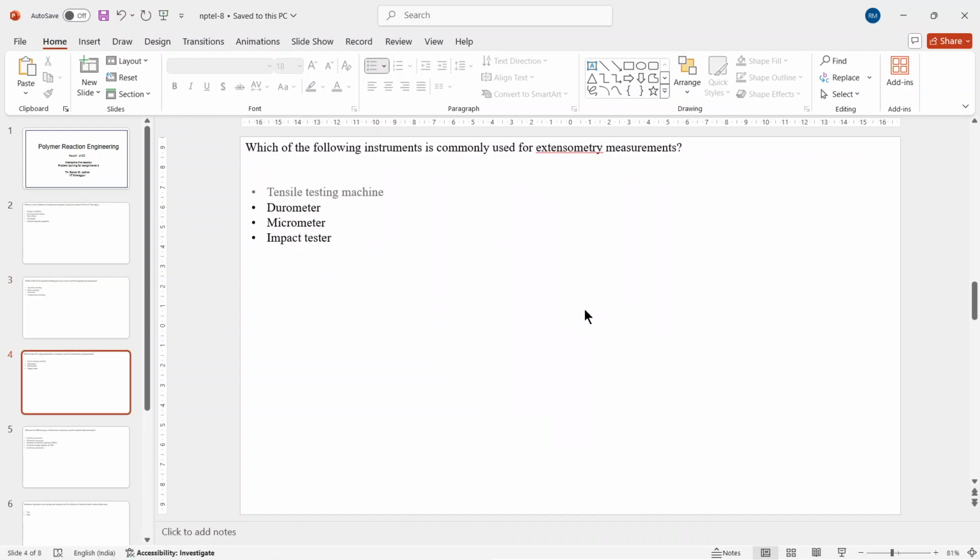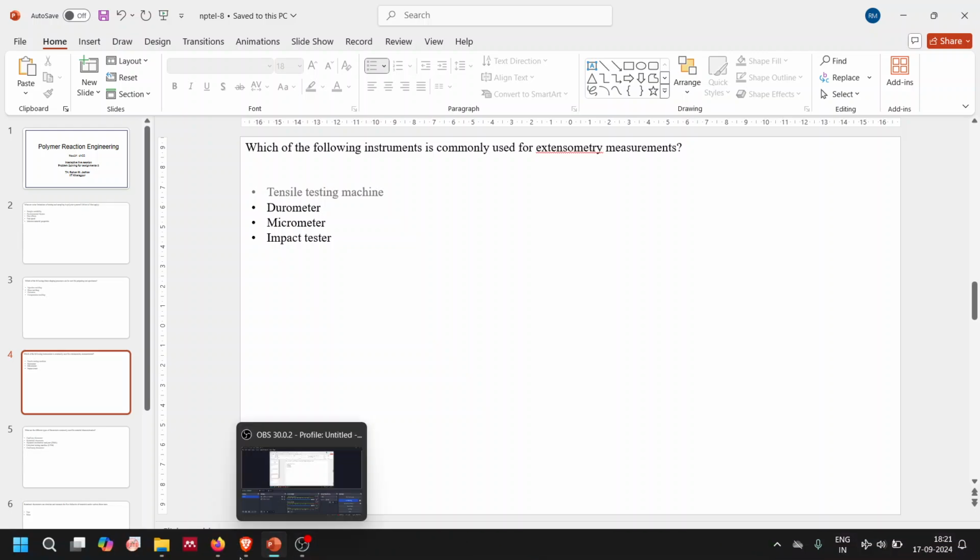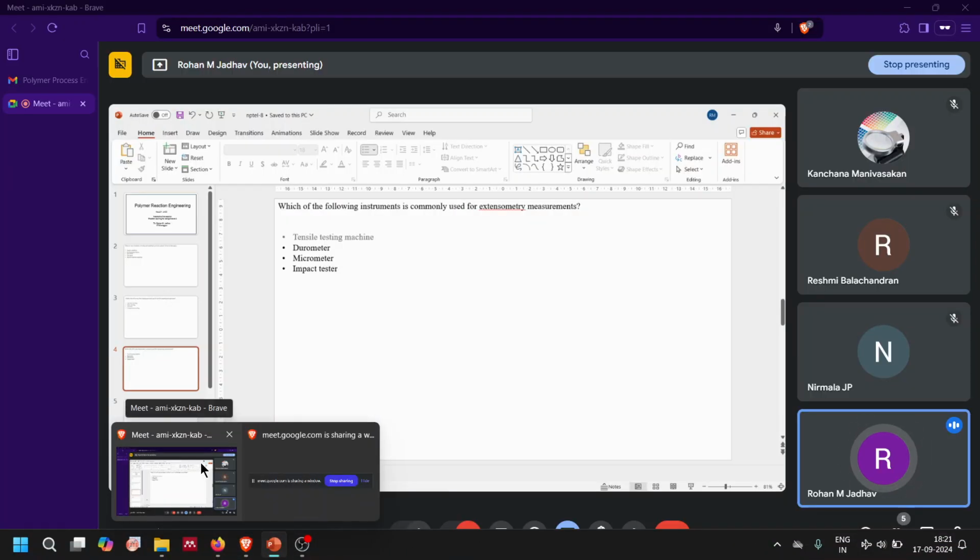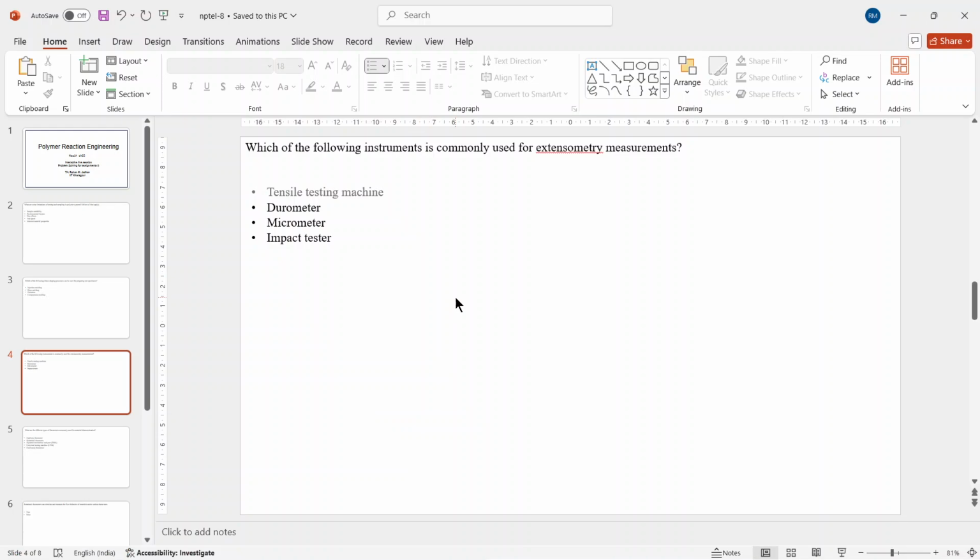Next we have the question: which of the following instruments is commonly used for extensometry measurements. Now, basically, what are extensometry measurements? Any kind of extension or any kind of change in the length or the dimension of the material, which is causing strain or extension inside the material, is basically what is called extensometry measurement. The main aim behind it is that polymer materials, when subjected to a specific kind of change in dimension, create stress inside the body.